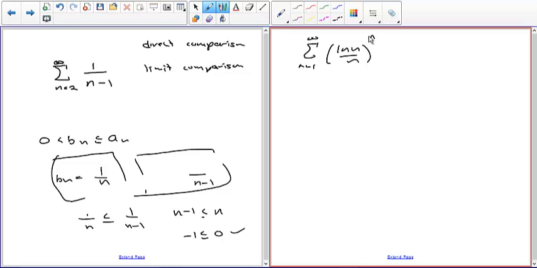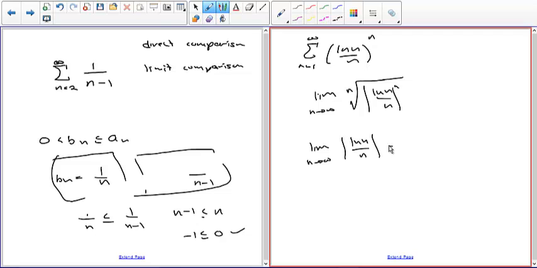So this one's not going to be anywhere near as verbose. What we would do is take the limit as n goes to infinity of the nth root of the absolute value of the natural log of n over n to the n power. And the nth root of something to the nth power is just going to be equal to the expression, which is the natural log of n over n. And that's going to be equal to 0.